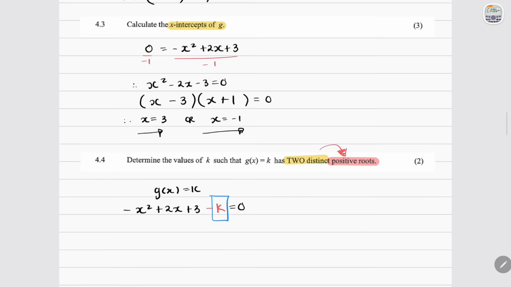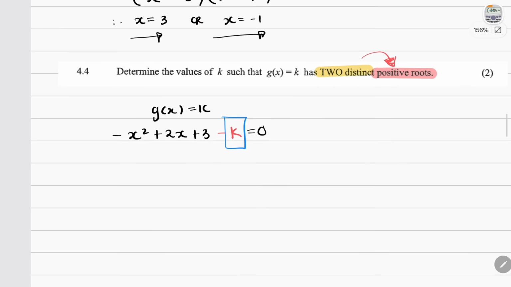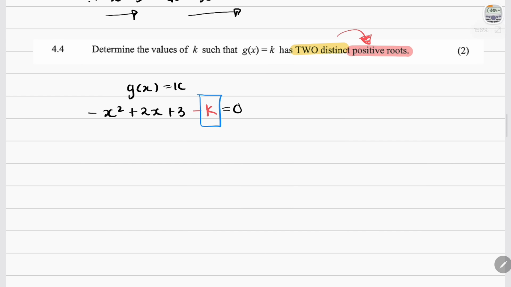Okay, so how do we write this now as an answer? Because we need to tell them the values of k. What should k be? K should be any value that is, remember, move it down anything more than 3 units.